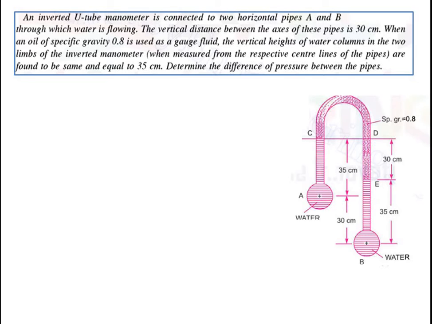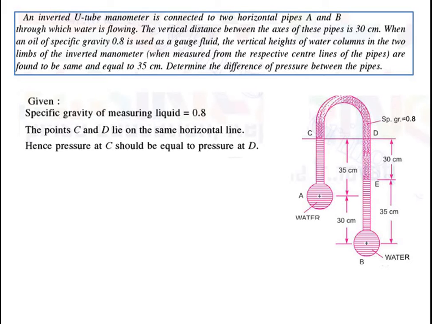Okay, so in this problem, reservoir A is filled with water, and reservoir B is again filled with water. The change in height of oil of specific gravity 0.8 with respect to datum line CD is 30 cm. The difference between reservoirs A and B is again 30 cm. The height from the datum line to reservoir point A is 35 cm, and from reservoir B to the datum line it is 35 plus 30 cm.